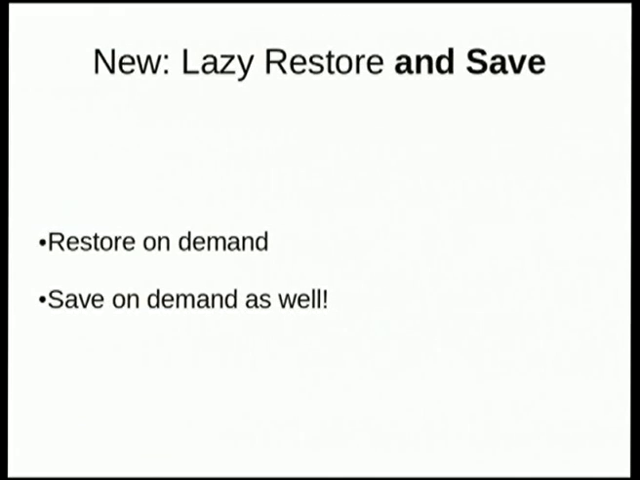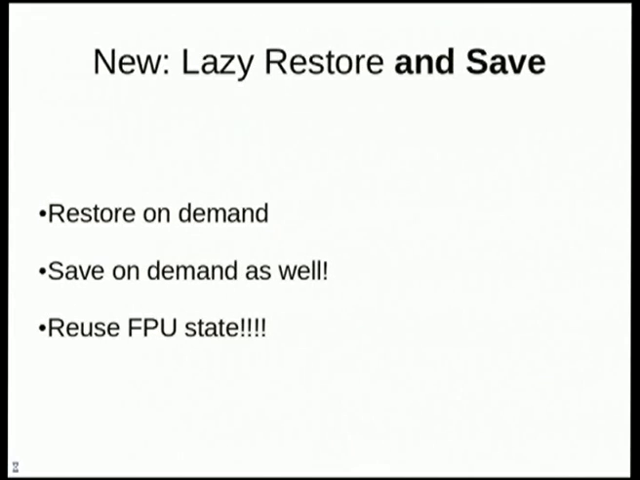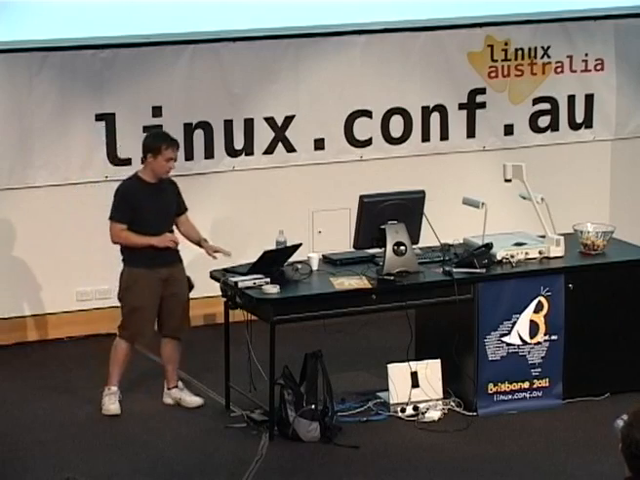So what do we do that's new? We were restoring on demand and we've kept that, but what we're going to do is save on demand as well, rather than saving at the end of the time slice. And we're going to try and reuse the floating point state if possible. So what does this mean?